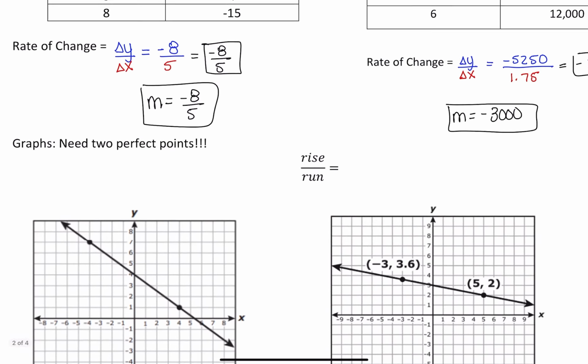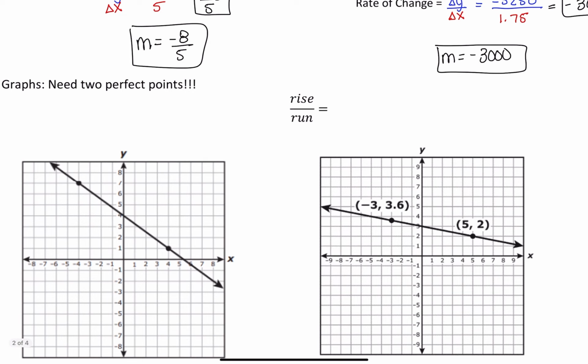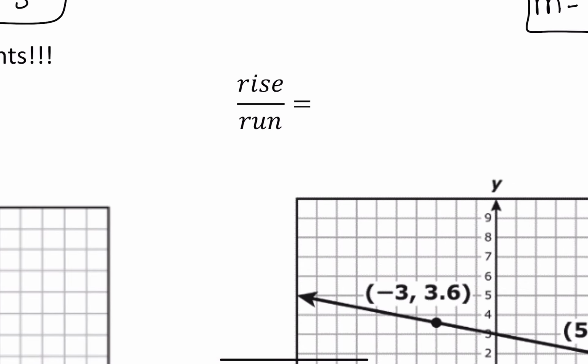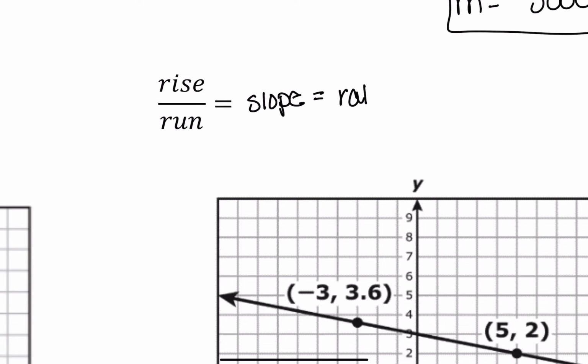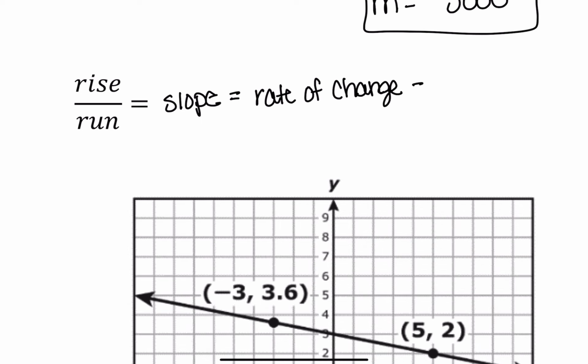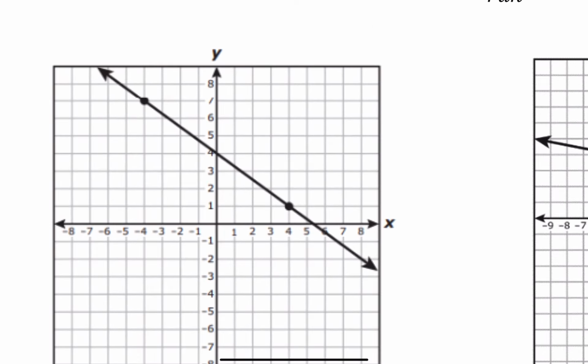So, on a graph, we need 2 perfect points. So, rise over run is the same thing as slope. That's another way you probably heard it, which is the same thing as rate of change, which is also the same thing as change of y over change of x. All the same thing. So, let's go to our first graph.